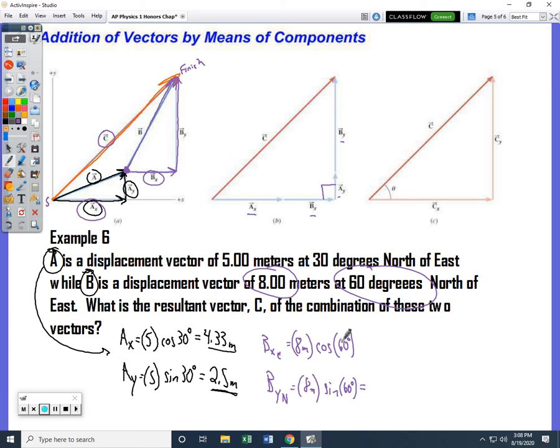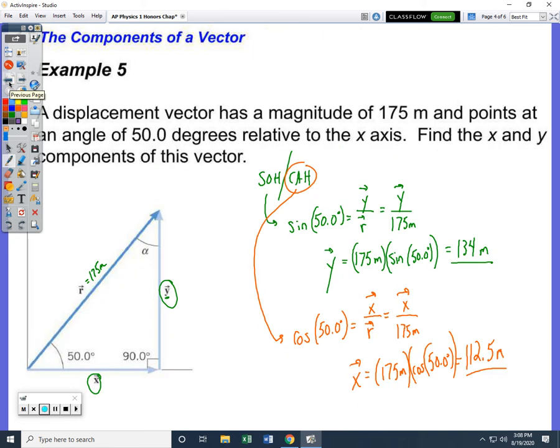Cosine of 60 degrees happens to be 1/2, so I can find that one easy. This is going to be 4 meters in the east direction. And then the other one, the sine of 60 degrees, is going to be the square root of 3 over 2, which gives me 6.93 meters. Okay, so all I did right now is what I did back here in example number 5, which is I took that single vector and broke it up into its components.